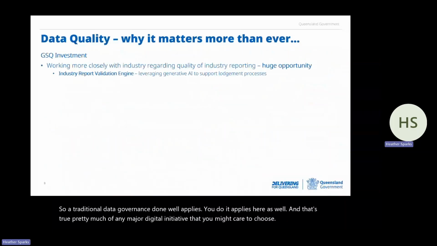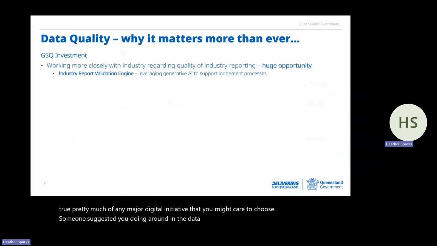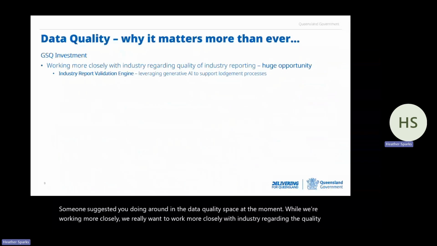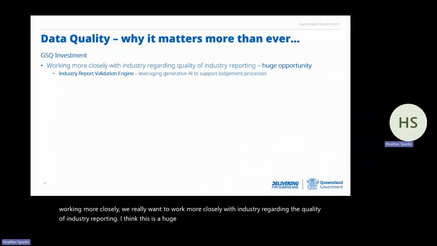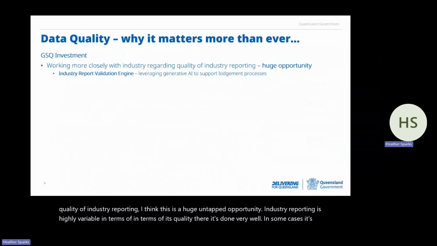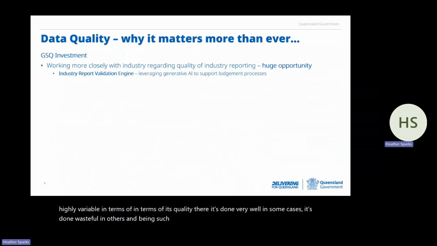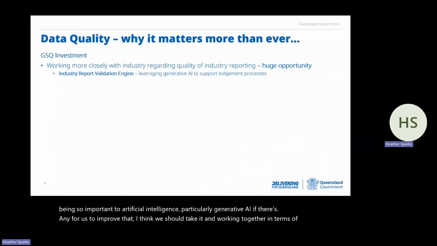So what's the GSQ doing in the data quality space at the moment? Well, we really want to work more closely with industry regarding the quality of industry reporting. I think this is a huge untapped opportunity. Industry reporting is highly variable in terms of its quality. It's done very well in some cases, it's done less well in others. And being such a valuable resource, and for data quality being so important to artificial intelligence, particularly generative AI, if there's an opportunity for us to improve that, I think we should take it and work together in terms of improving that particular outcome. And I think that's something that we could address as part of that industry reference group.